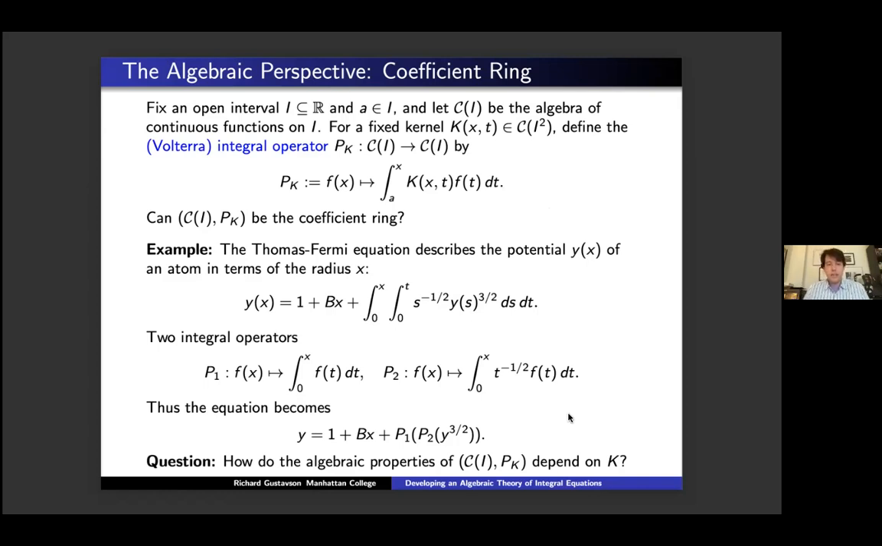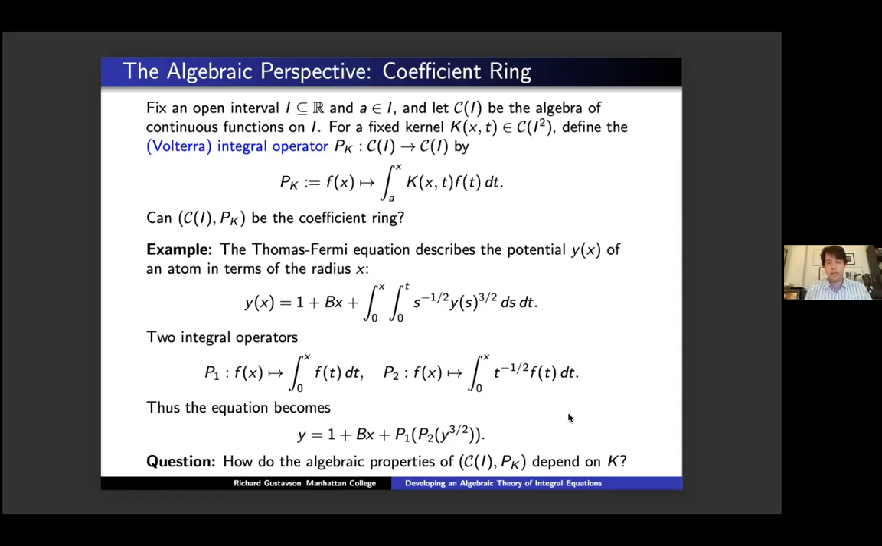And so you see that if we want to be able to study integral equations in the way that they're used in the literature, which often have multiple kernels involved, we would need to have multiple operators, one for each kernel. And so the question is, how do the properties of this algebra with this operator depend on the kernel?